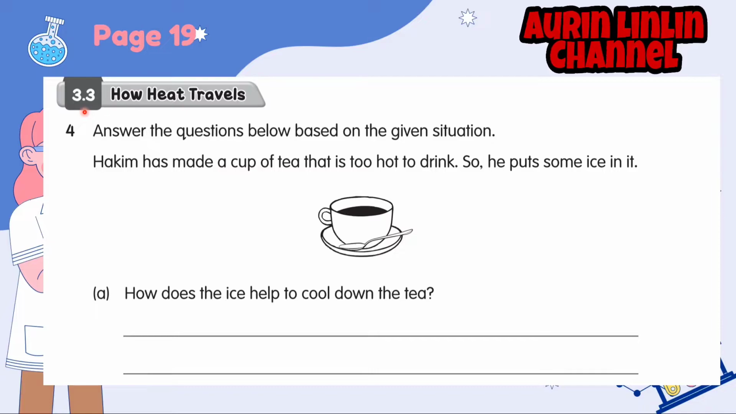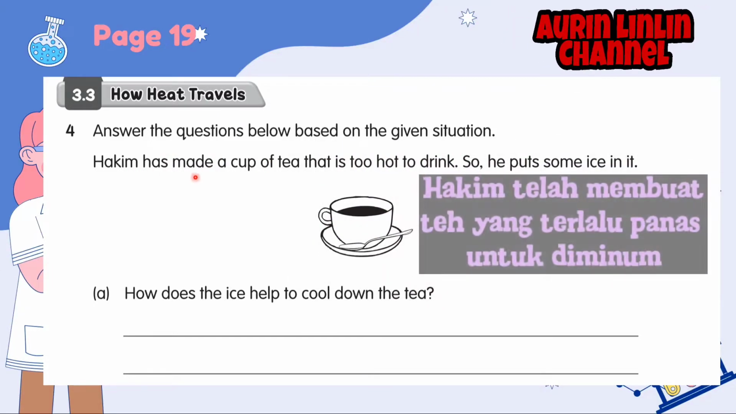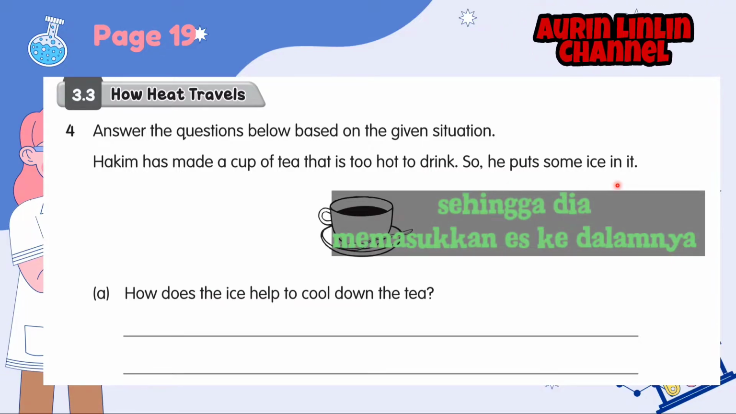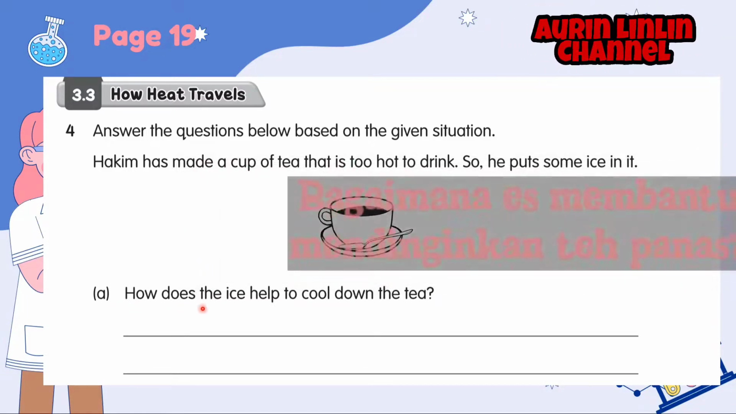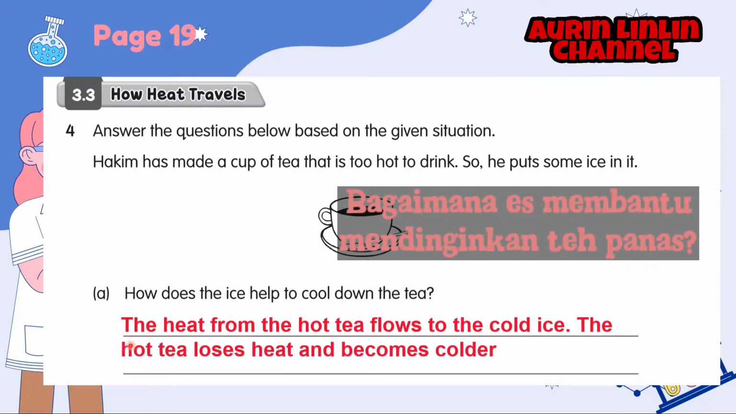The next part is about how heat travels. Question number 4. Answer the question below based on the given situation. Hakim has made a cup of tea that is too hot to drink, so he put some ice in it. Question A. How does the ice help to cool down the tea? And the answer is the heat from the hot tea flows to the cold ice. The hot tea loses heat and becomes colder.